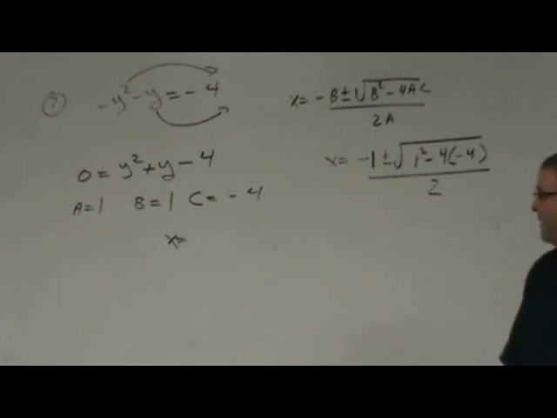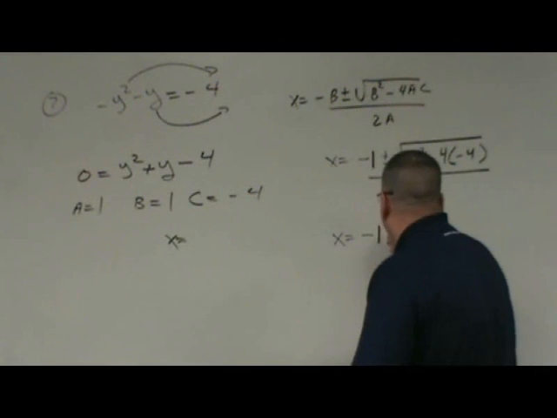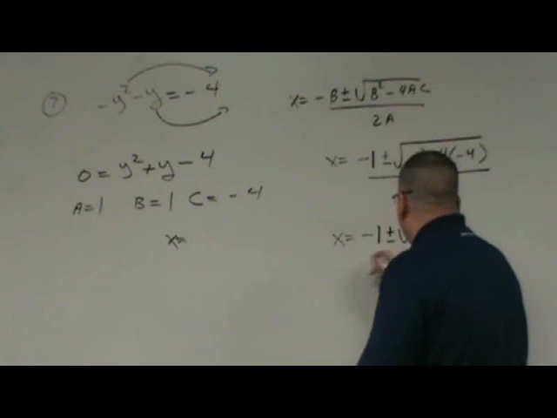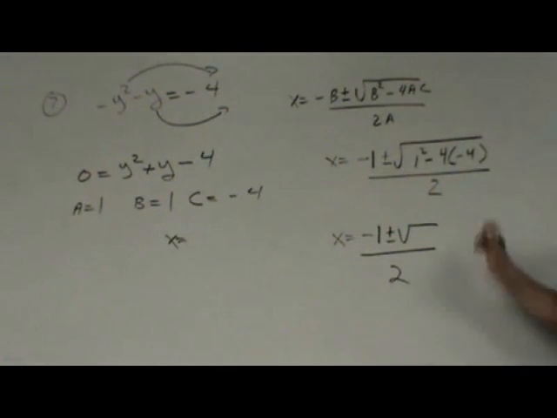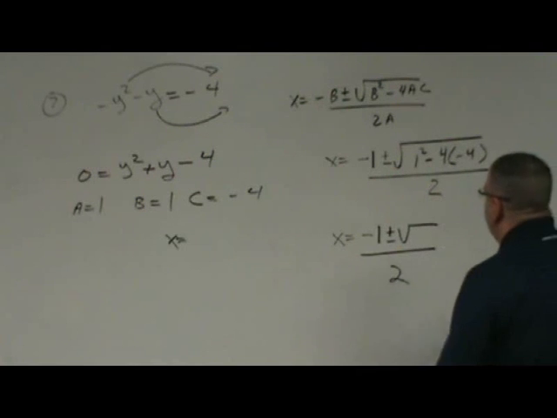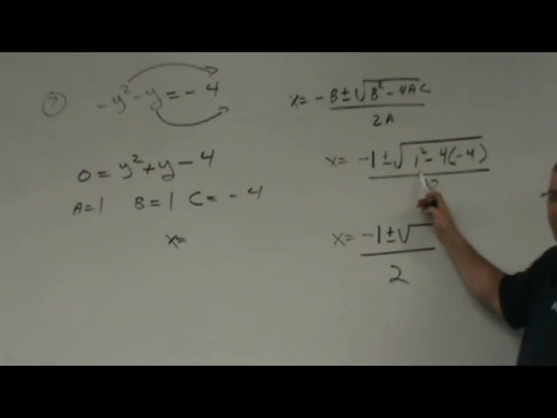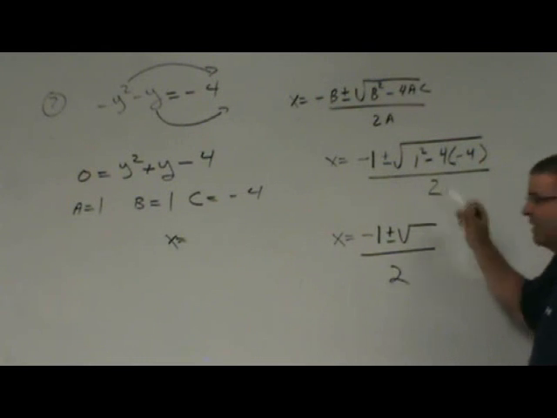That make sense? All right, so now we bring this down. We have negative 1 plus or minus some square root divided by 2. And the part inside the square root is called the discriminant, for those of you that are going to Algebra 2 and beyond. So what's 1 squared? 1. What's a negative times a negative?